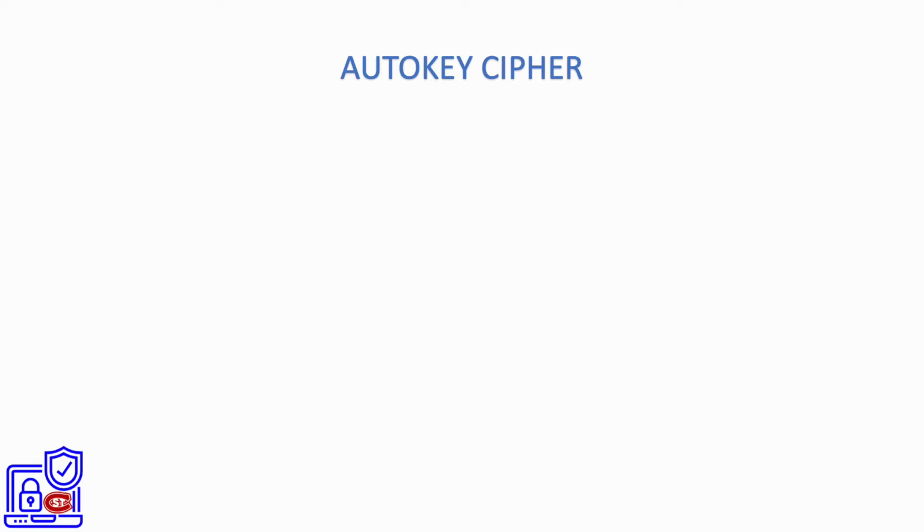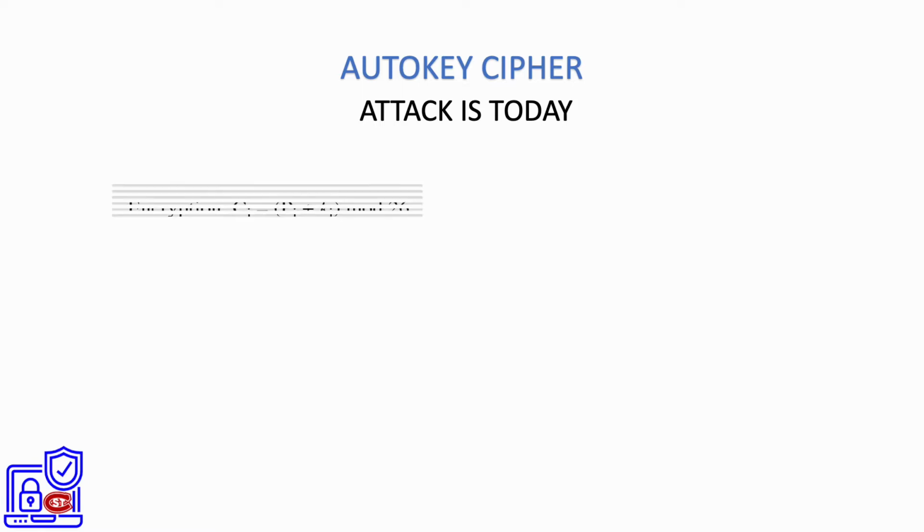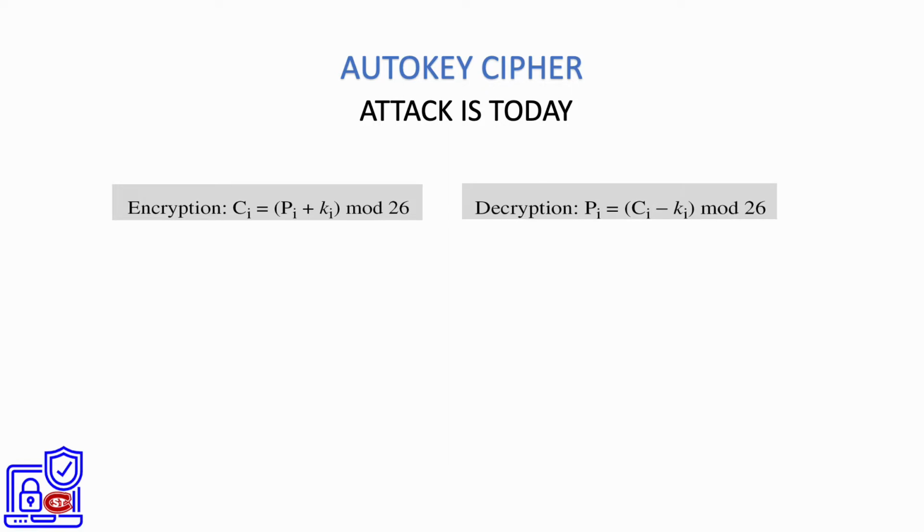Consider we have a plaintext. Attack is today. We want to figure out the ciphertext for this plaintext using the Autokey cipher. We do that by using this encryption formula for each character in the plaintext. Similarly, we can decrypt using this formula.